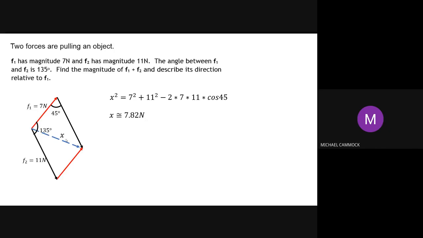So the resultant force, the magnitude of this force, right? This force that is the resultant of these two previous forces is a 7.82 Newton force. But what is its direction relative to F1? So really what I'm asking is, what is this angle right here? That's the angle I'm trying to find. I'm not trying to ask you how far it is from north, south, east, or west, or anything like that. I'm trying to ask you, how far is it from one of the previous forces? What is this angle right here?